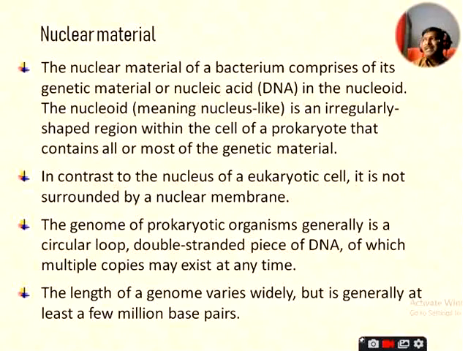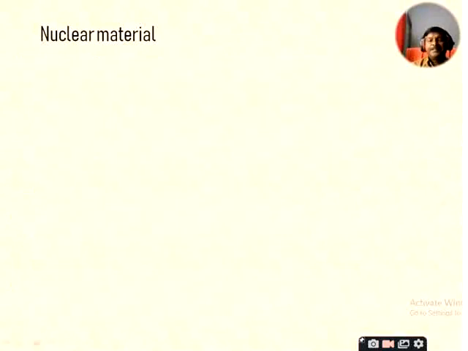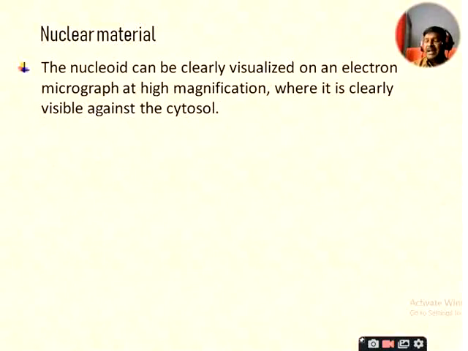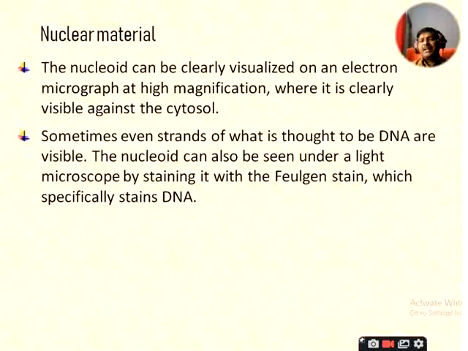That means, based upon the size of the bacteria, the size of the genome also varies, and at least a few million base pairs may be present in a bacterial cell. The nucleoid can be clearly visualized by using electron micrograph at high magnification, where it is clearly visible against the cytosol. Sometimes even strands of what is thought to be DNA are visible.